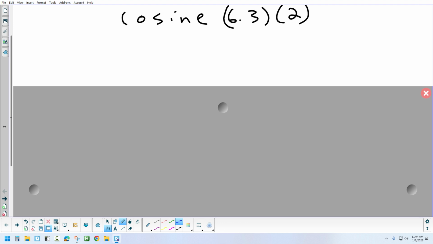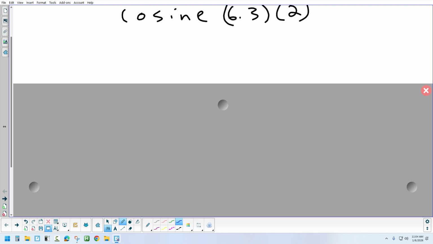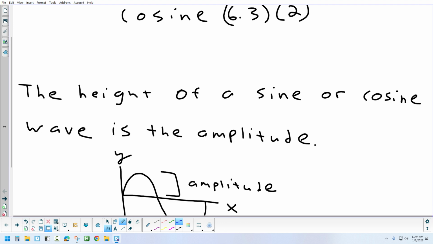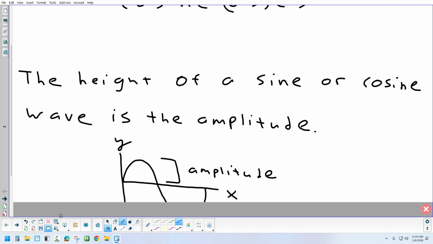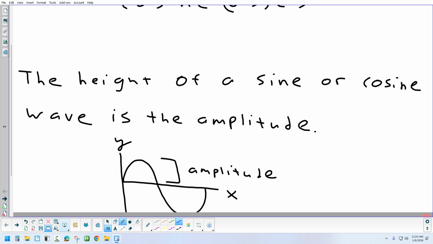When we start stretching up and down, we're going to be changing the height. Well, the height of a graph is called the amplitude. The amplitude is measured as a distance from the center of the graph to the peak, or you could measure from the center of the graph to the minimum. It would be symmetrical. That's the amplitude.